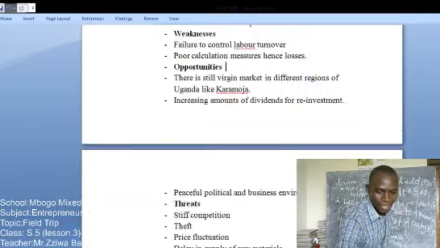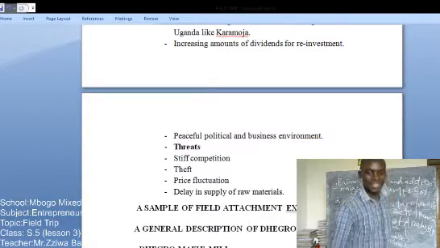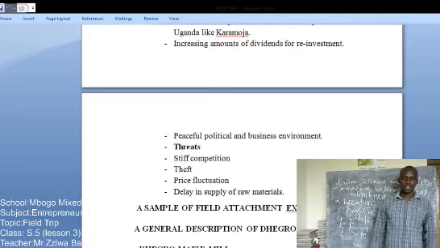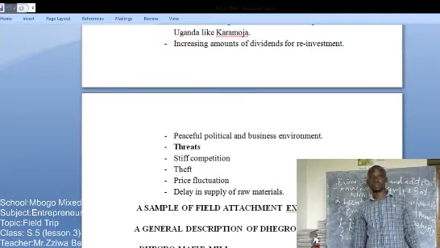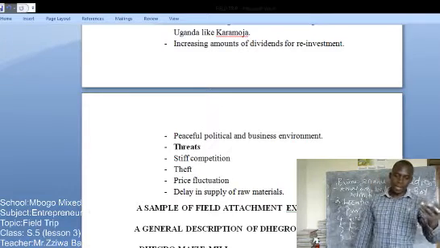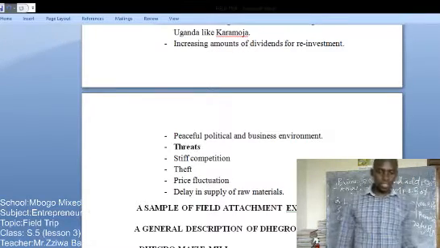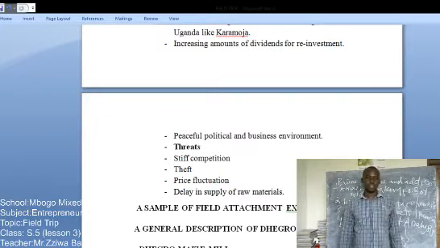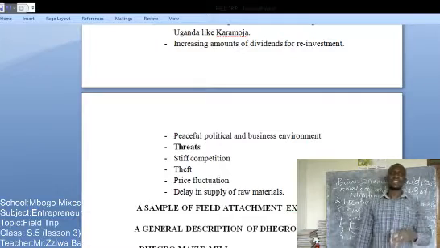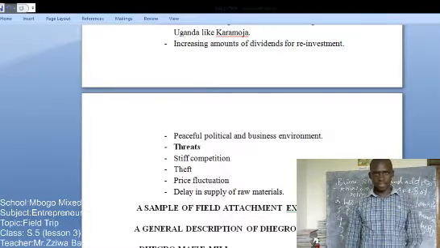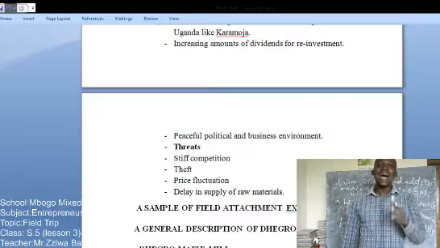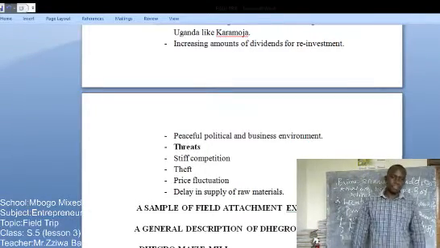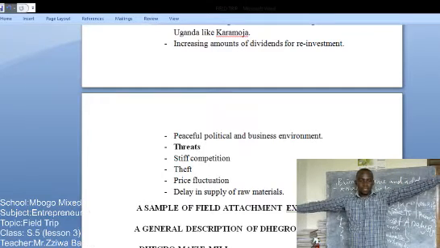However, we have got threats. Threats, those are the ones that pose danger to our business. For example, stiff competition, theft and burglary, price fluctuation, delays in the supply of raw materials. Those ones negatively affect our business. Yet, the entrepreneur has no or has little control over them. They do come from outside the business.